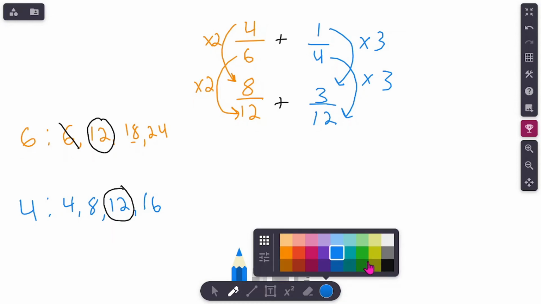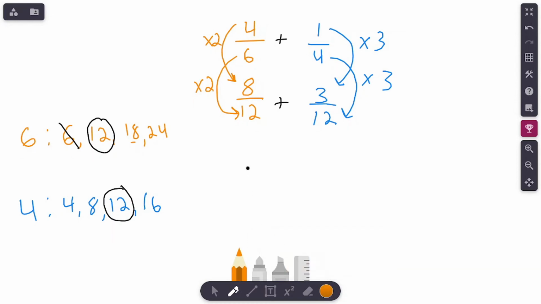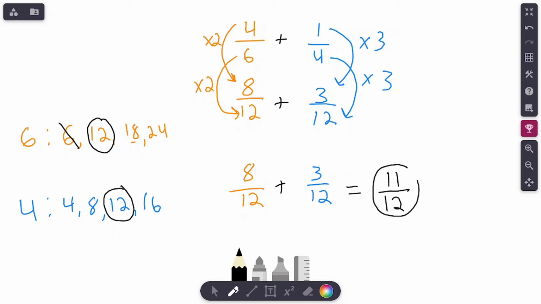Now that I've created equivalent fractions, I'm going to write these fractions down here so it's easier for me to see. That way I don't have all of this extra stuff around here. Make it easy on yourself. So we've got 8/12 plus 3/12. The denominators are the same, so we've got common denominators. So let's add. 8 plus 3 is 11, and our answer is 11/12.